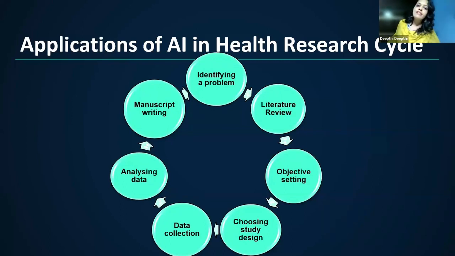So the first thing is always identifying a problem or finding a research gap. Once you identify the problem, you do an in-depth literature review to understand what all is being done in that particular problem. Then you set an objective, then you choose the study design, you design the methodology, you collect the data, you analyze the data, you write the manuscript, and then you disseminate your data. Then the cycle will continue and you will identify some gaps in your study which will be picked up by others, and they will start taking the research further. So this is the research cycle. Let's go one by one and understand how we can use AI in these.